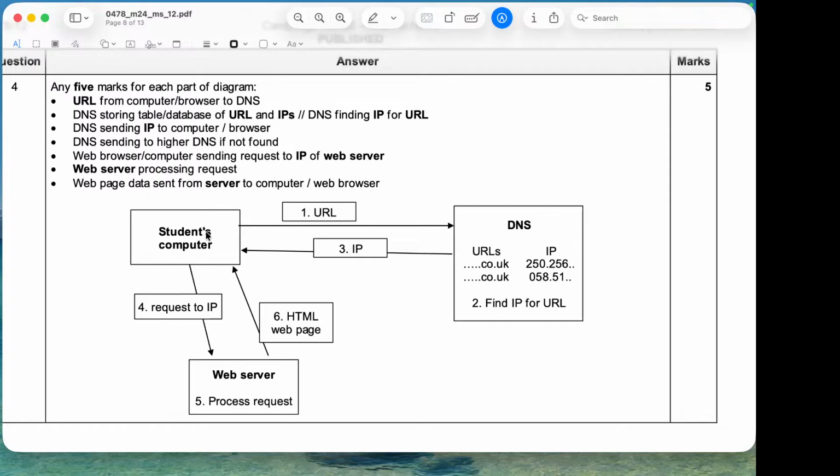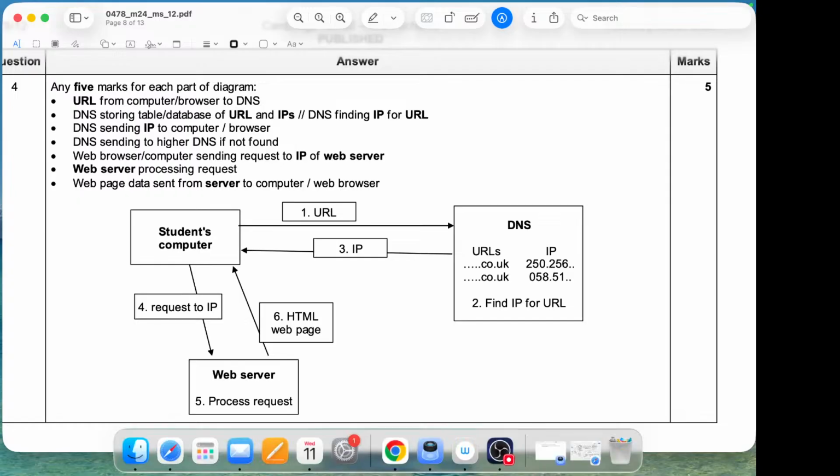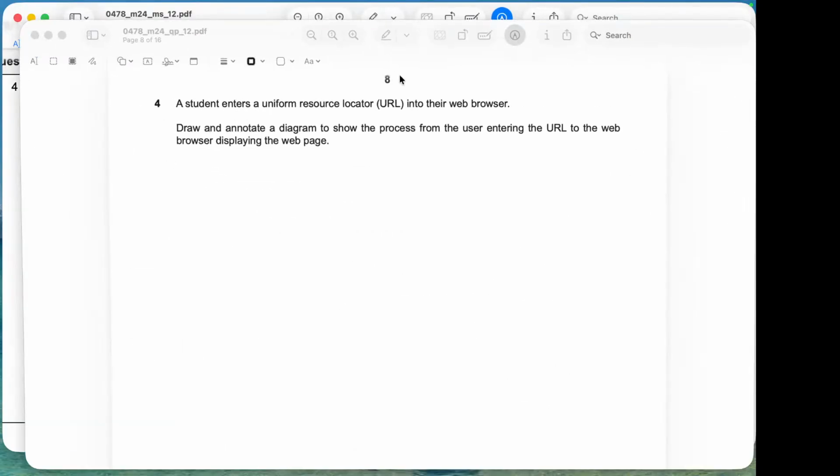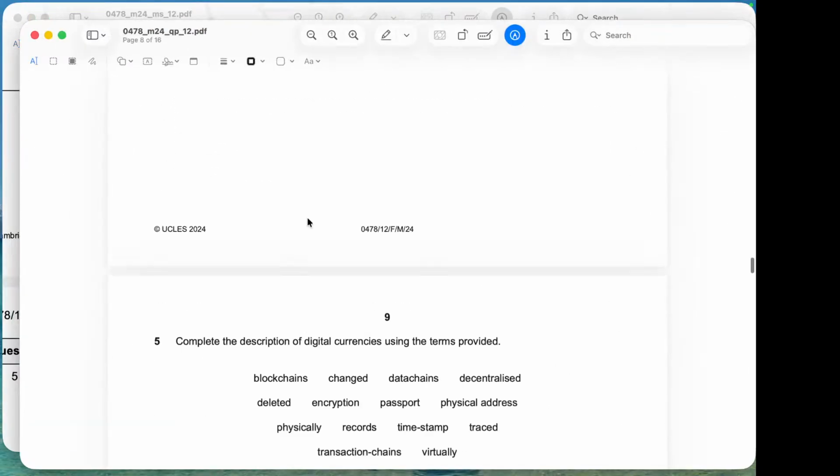How long have we got left? Oh, we've got just enough time to do another question. Let's do the next one.